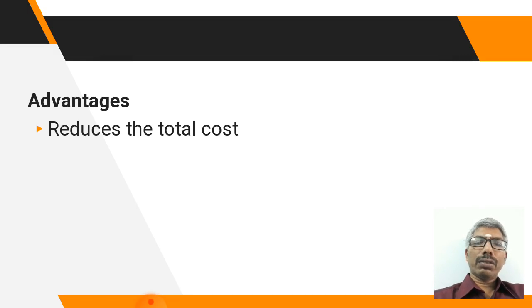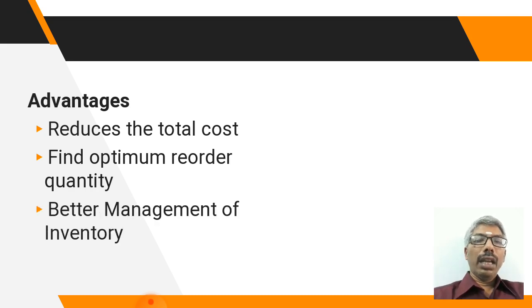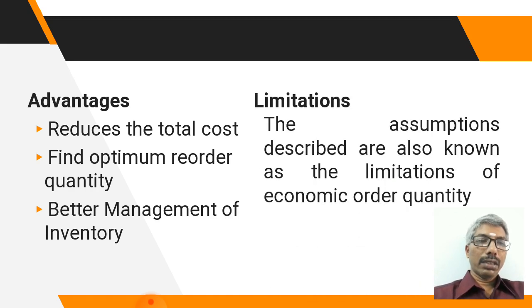Next, we are going to discuss the advantages of the EOQ. The EOQ reduces the total cost. That is the purpose of the economic ordering quantity. It finds the optimum reorder quantity. The EOQ suggests the optimum size of the reorder quantity, and better management of the inventory. And the limitations. Here the assumptions described are known as the limitations of the economic ordering quantity.